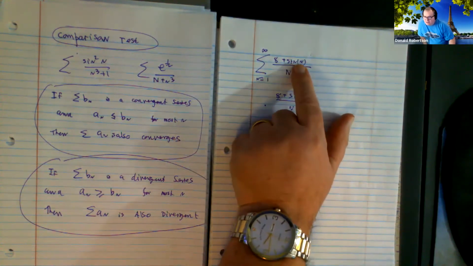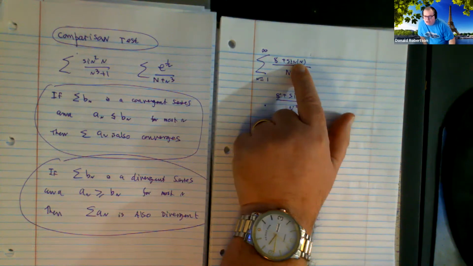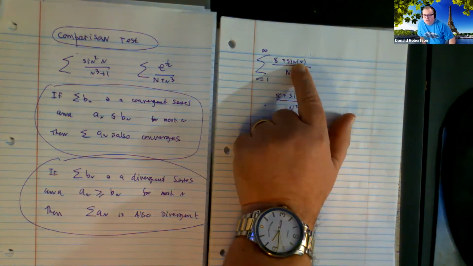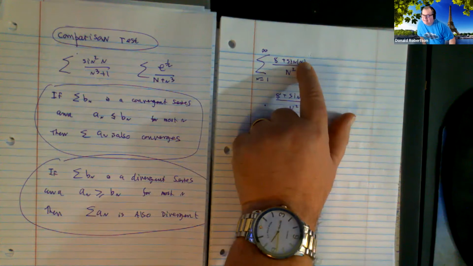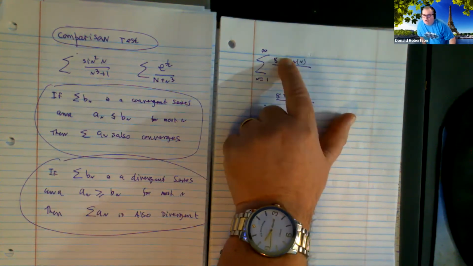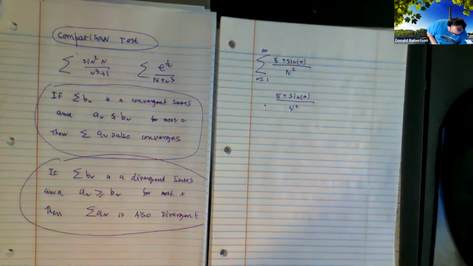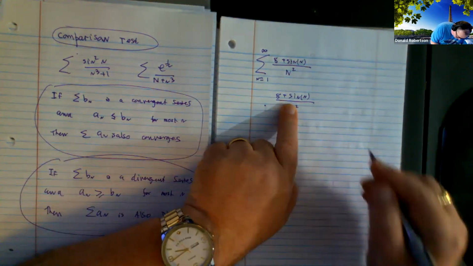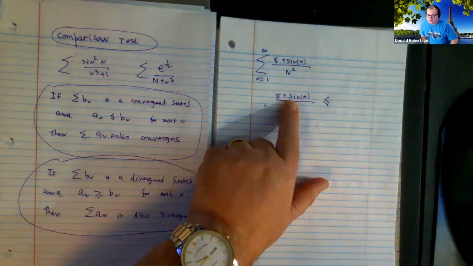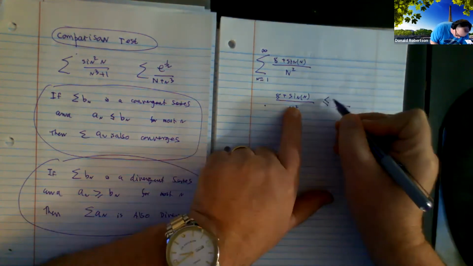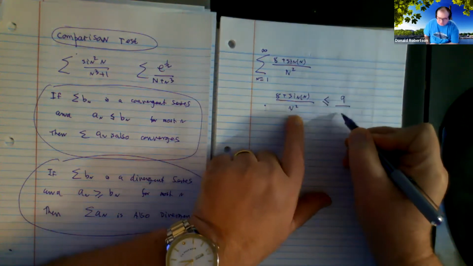Would you agree that the sine of n varies, but isn't the sine of n not huge? The biggest it's ever going to be is 1. Would you agree? So won't the biggest the top ever be is 9? And isn't 9 over n squared a P series that converges? Does that make sense? So I know that this is going to converge. So I need to make sure that it's less than or equal to what goes here. And I've already kind of answered that. Isn't this guy always less than or equal to 9?